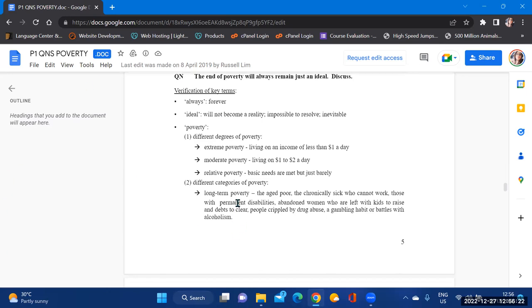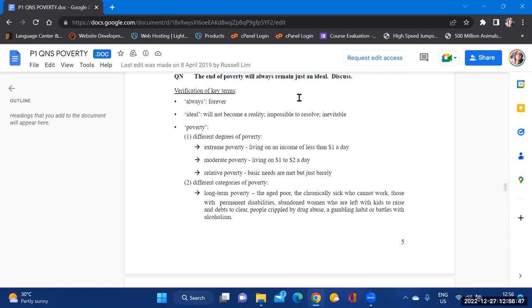Okay. Next question. The end of poverty will always remain just an ideal. Right? The end of poverty will always remain just an ideal, discuss. That means we cannot ever eradicate or eliminate poverty totally. Right? That's the implication of this question, the statement.